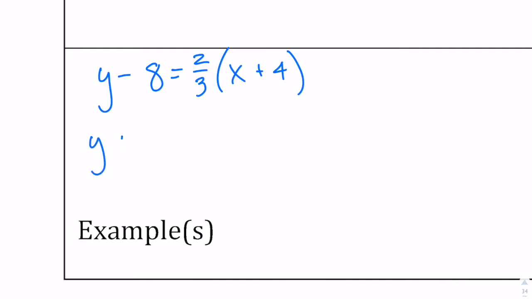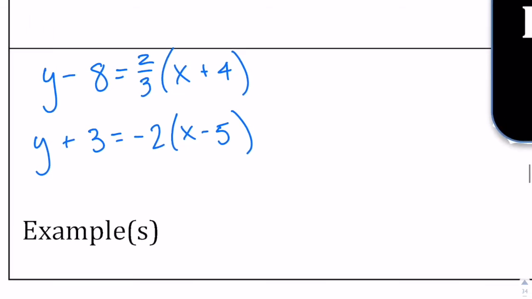So point-slope form could look like y minus 8 equals 2/3 times the quantity x plus 4. That would be point-slope form. We could have y plus 3 equals negative 2 times x minus 5. All of those are good. Some that seem a little less obvious would be something like y equals 4 times the quantity x minus 2. And you might be thinking, well, there's no number right after the y like in the other ones. Well, it's like an invisible minus 0 that we just didn't include there.